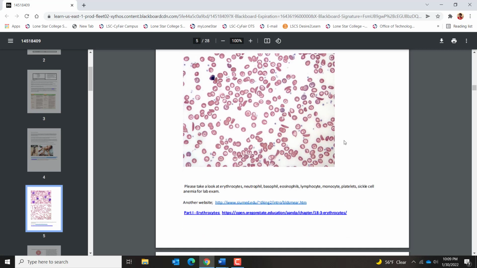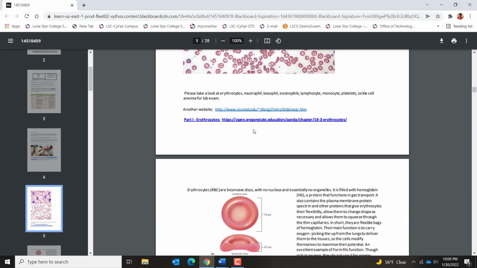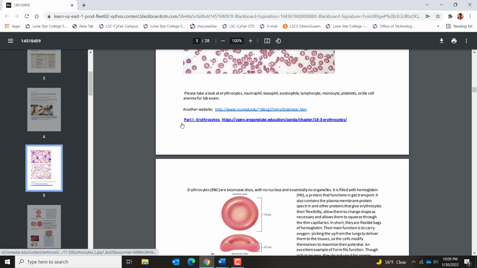Okay, so this is another slide that I just wanted you to see. Okay, so now I'm going to start going part by part. So let's look into erythrocytes, and I'm going to make the next video on erythrocytes. Okay.